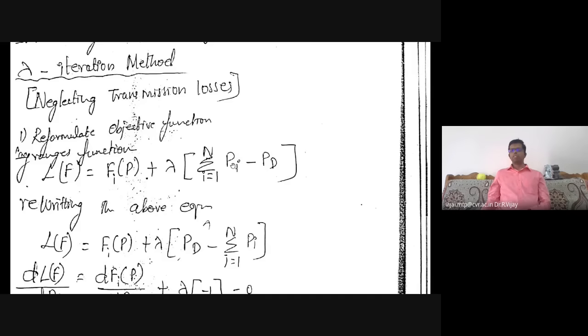So even though Pi is equal to Pd, we can also write this equation as Pd minus Pi. Why are we writing like this? Because practically speaking, demand might be increasing like anything, more than the generation.